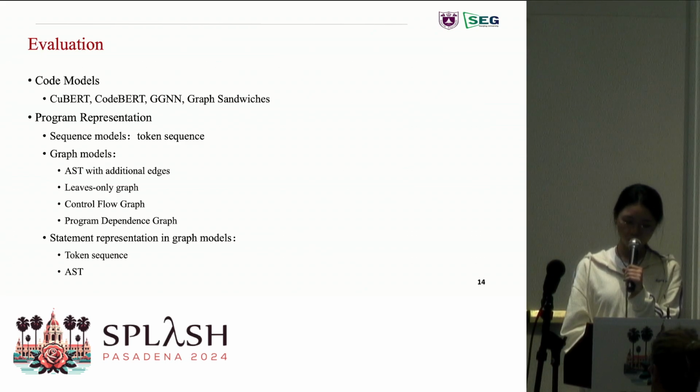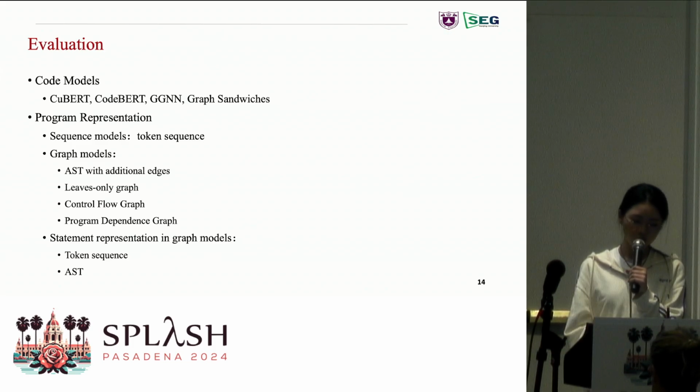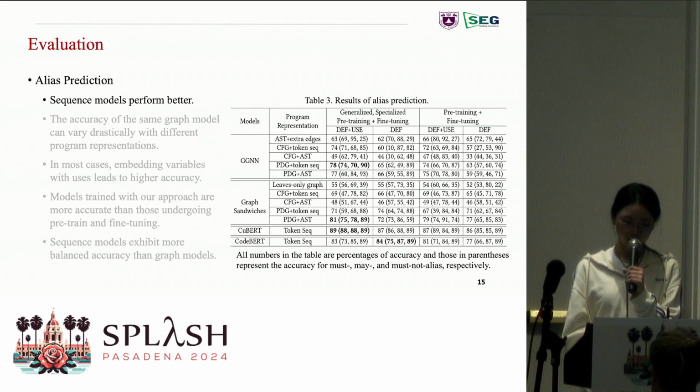We additionally introduce control flow graph and program dependency graph to explore whether there is a general graph representation so that graph models can achieve their best results. For statement representation, we adopt token sequence and AST.